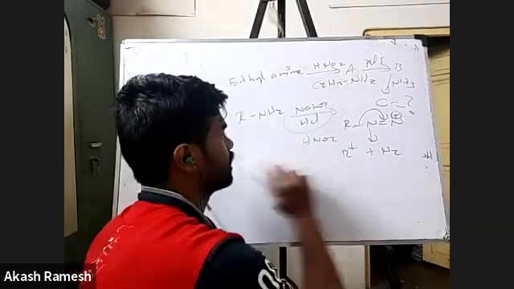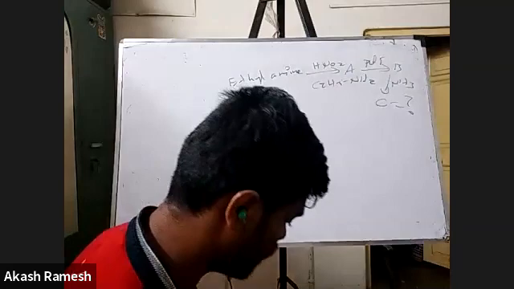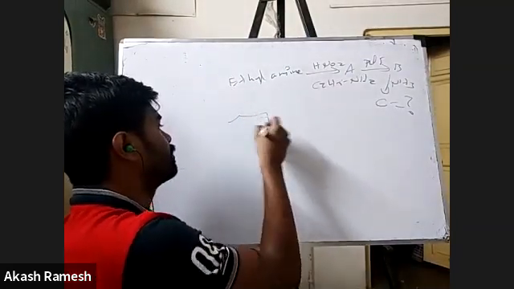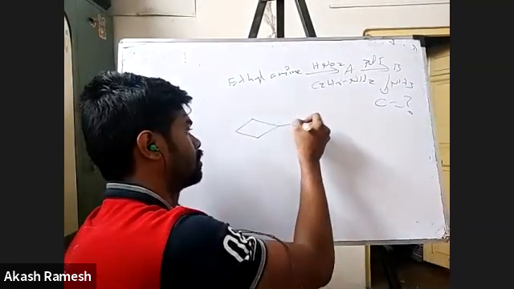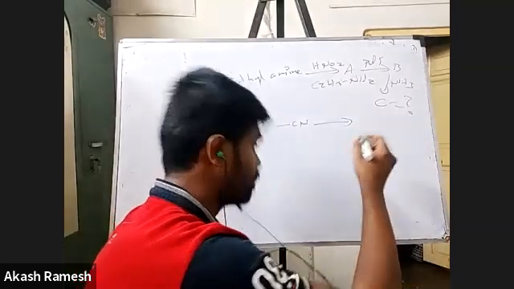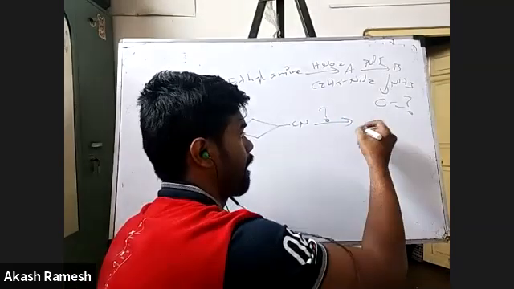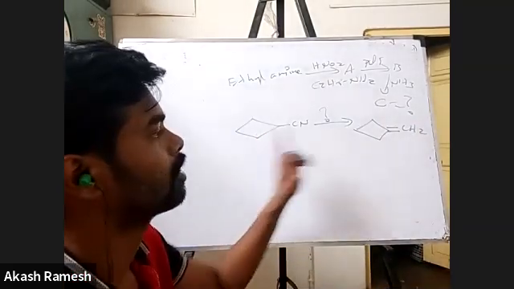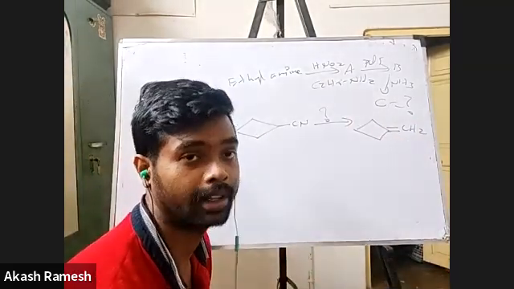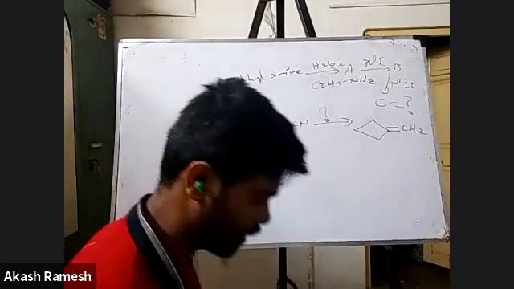Okay, next thing. I have a compound with CN, and I want to convert this into this compound. What are all the reagents required is what is asked. I'll give you options.